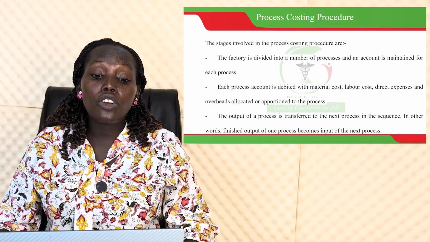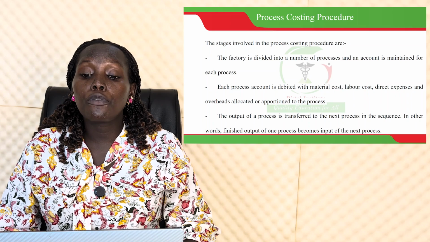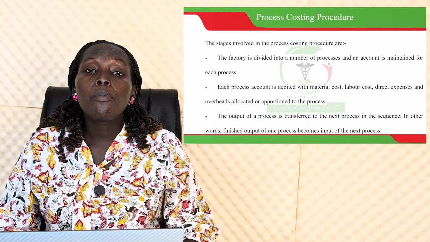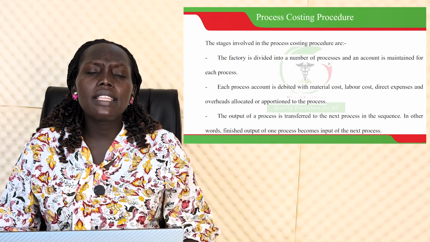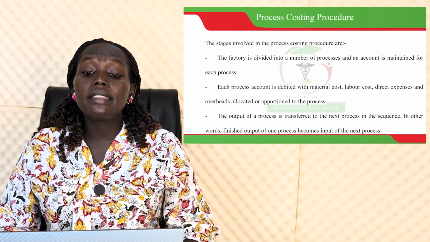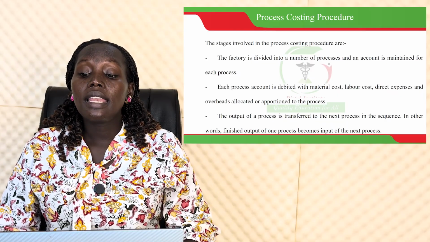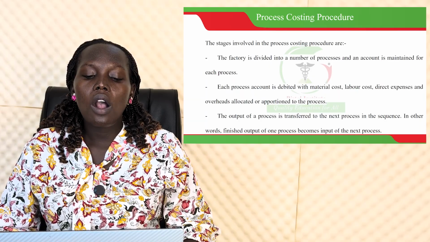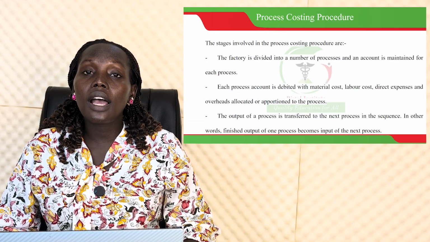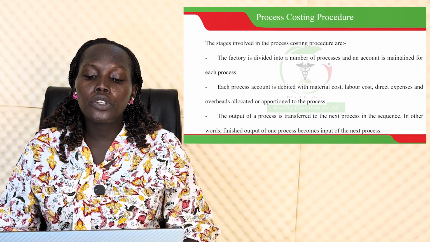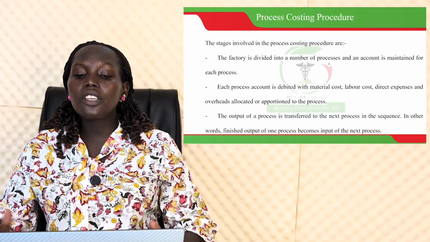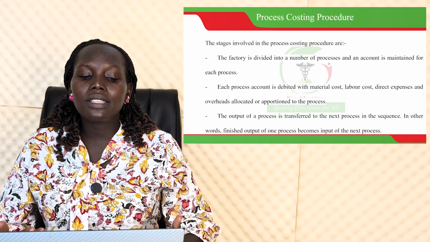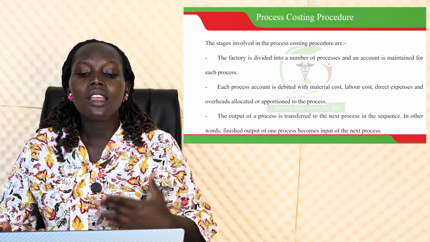We see that the factory is divided into a number of processes and an account is maintained for each process. Each process account is debited with material cost, labor cost, direct expenses, and then overheads allocated or apportioned to the process. So the materials cost, the labor cost or direct expenses, and then the overheads are always debited.